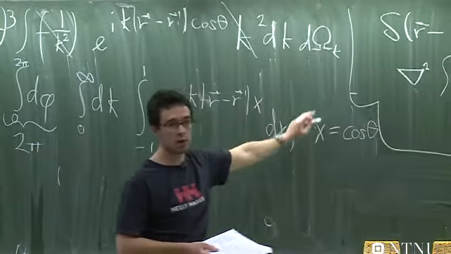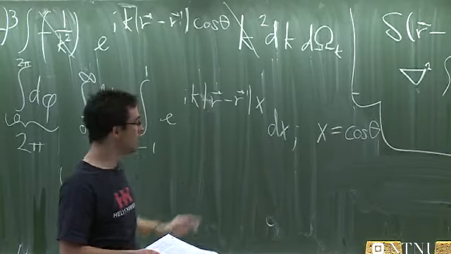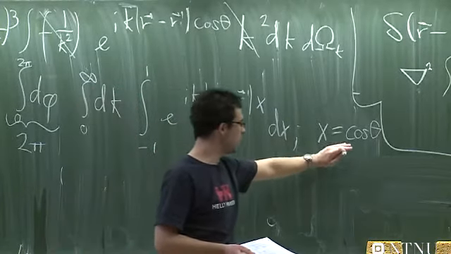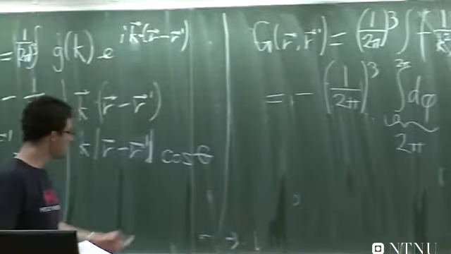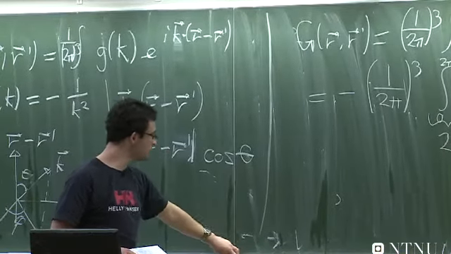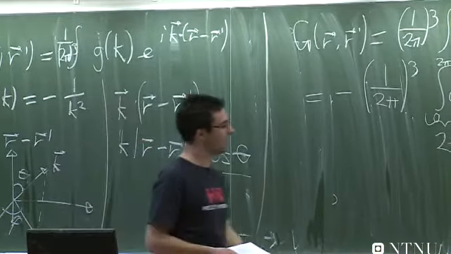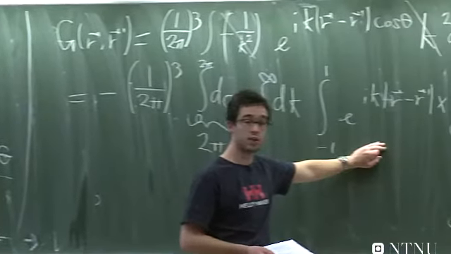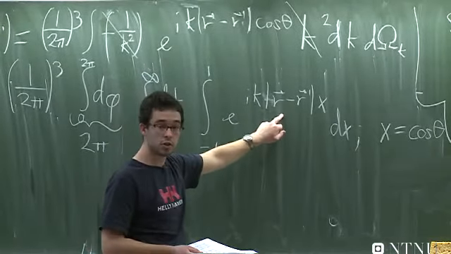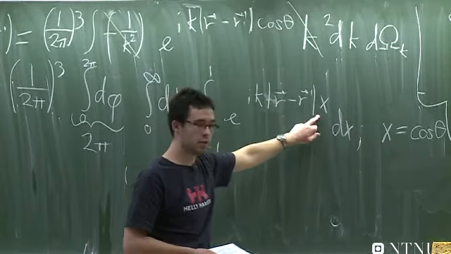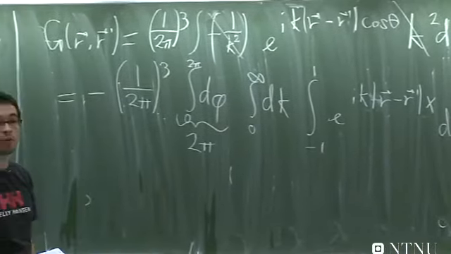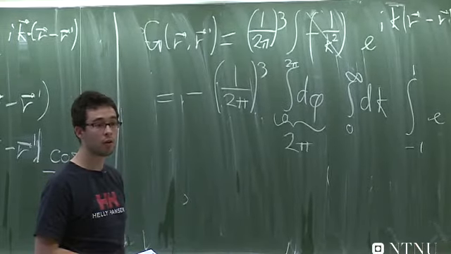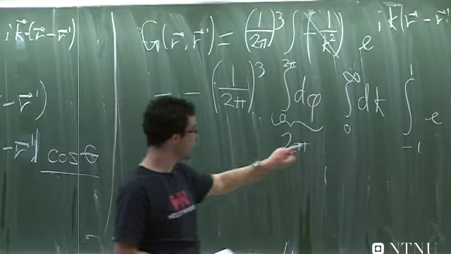You recall that this contains sine theta d theta. If I just change to x equal to cosine theta, which is this cosine right here, this integral is really easy because it's a constant with respect to x times x inside an exponential. Yeah, I've got this one integral over k.